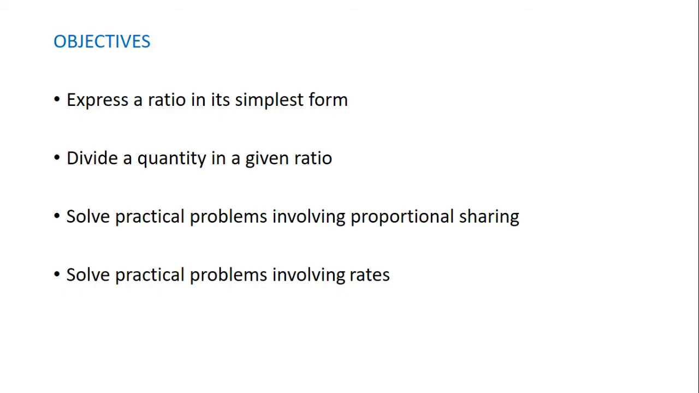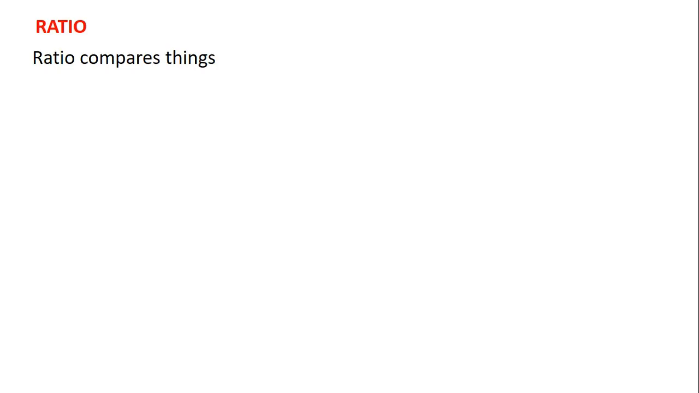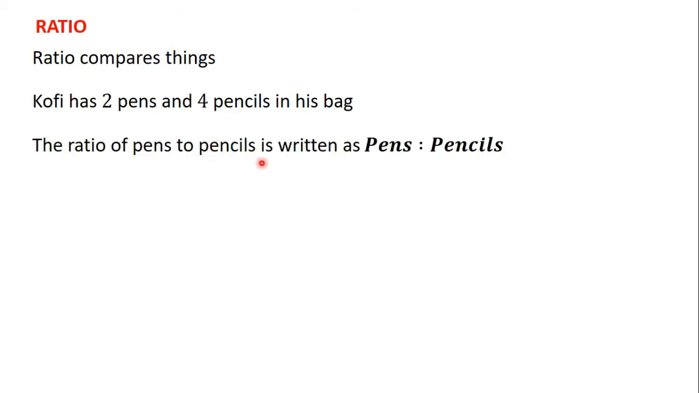We will begin with the first part of our topic, which is ratios. A ratio compares things. So a ratio compares one quantity to another. Let's consider this example. Kofi has 2 pens and 4 pencils in his bag. We can use a ratio to compare the number of pens to the number of pencils in Kofi's bag. The ratio of pens to pencils in Kofi's bag is written as pens is to pencils. So that is how this is read.